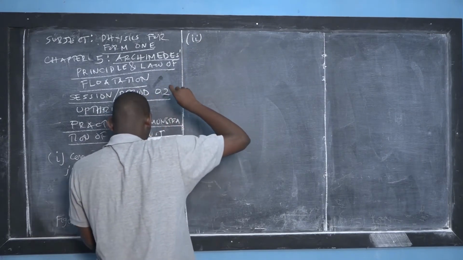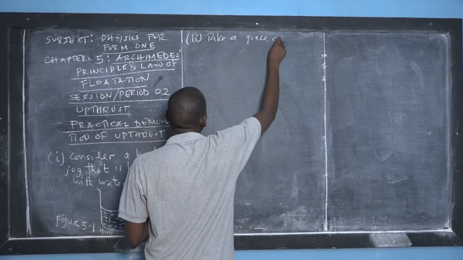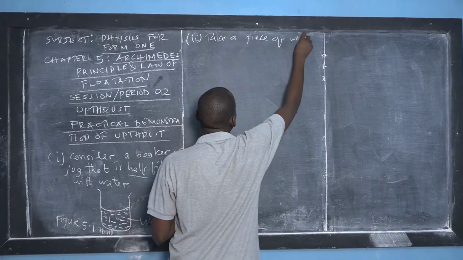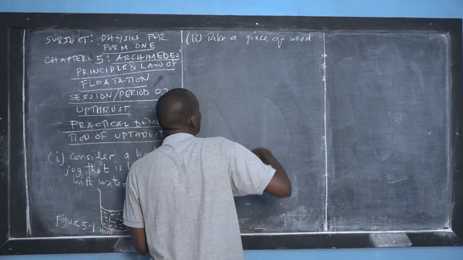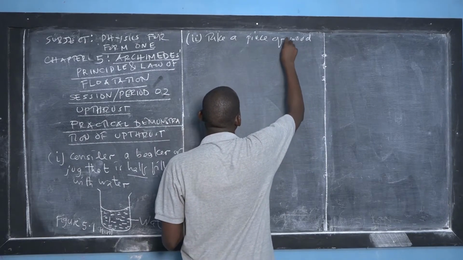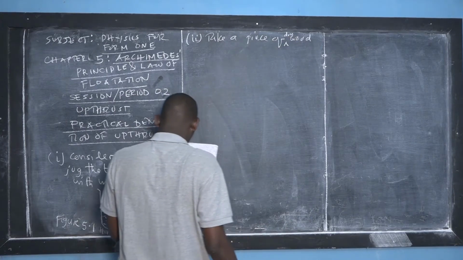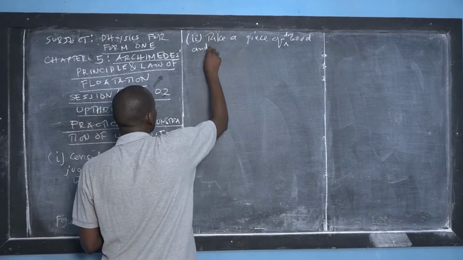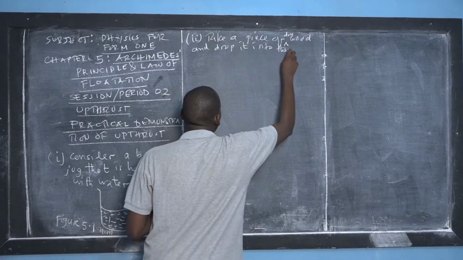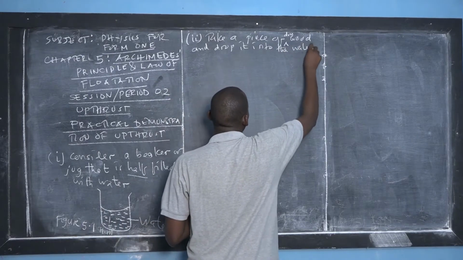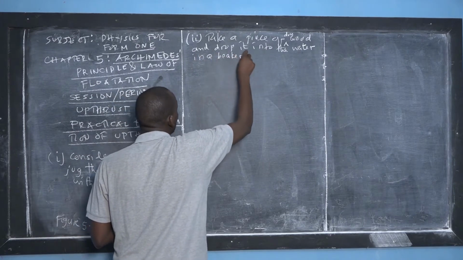We go for the second state. We say that take a piece of wood. So take a piece of wood. When you say a piece of wood, it's better if I specify dry wood. Chukua kipande cha mbao au mti wote ambao umekauka and drop it into the water in a beaker or a jug.